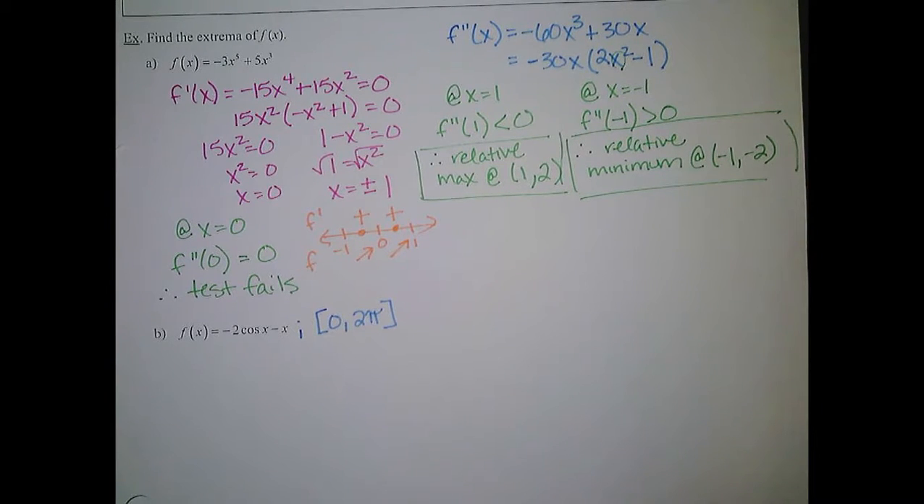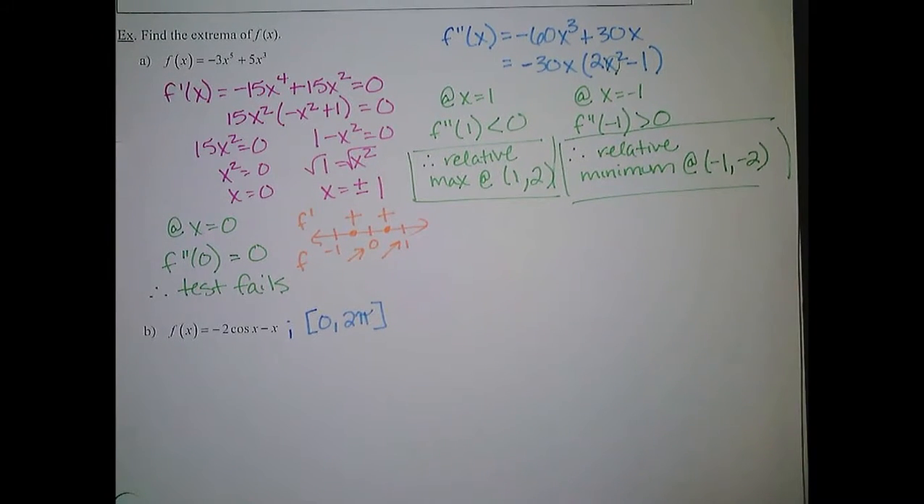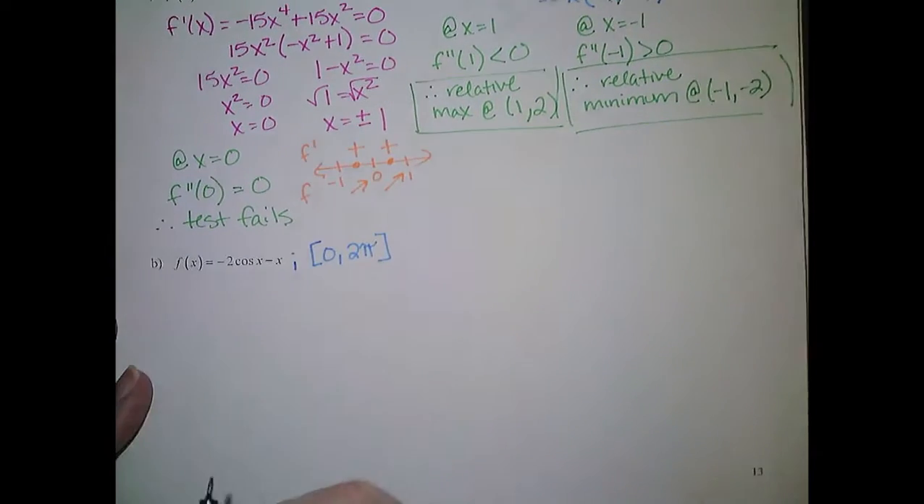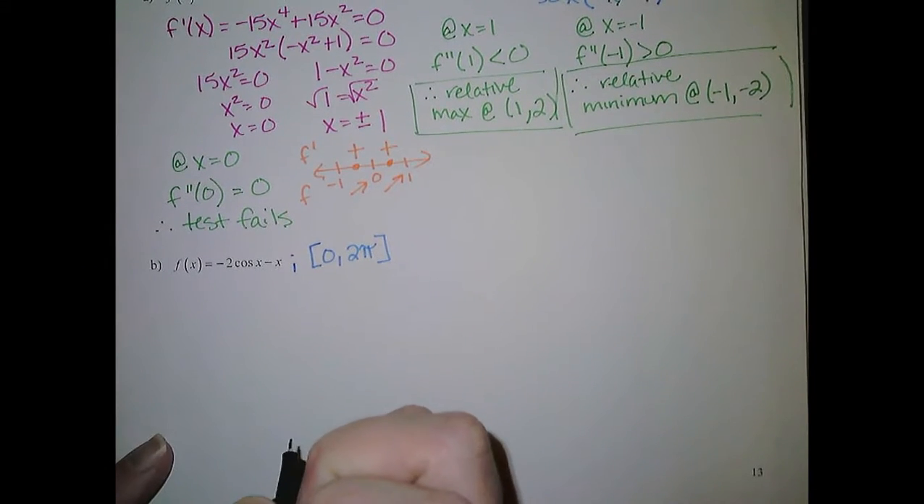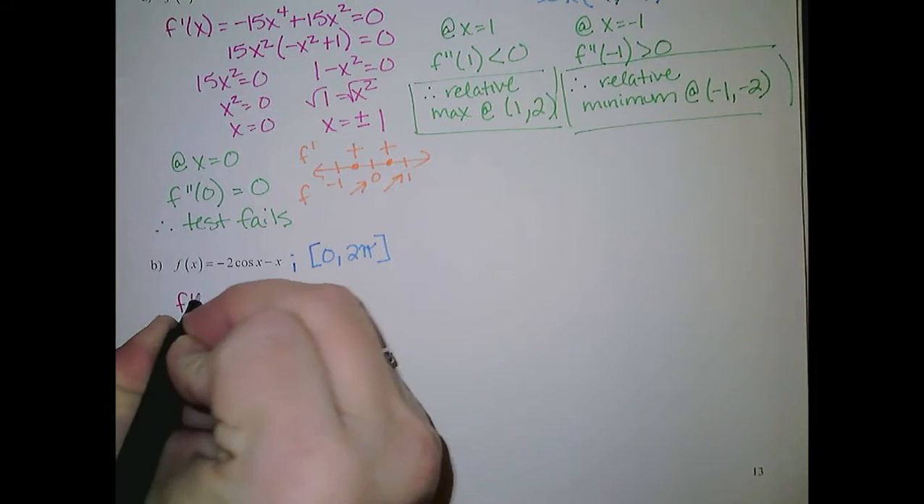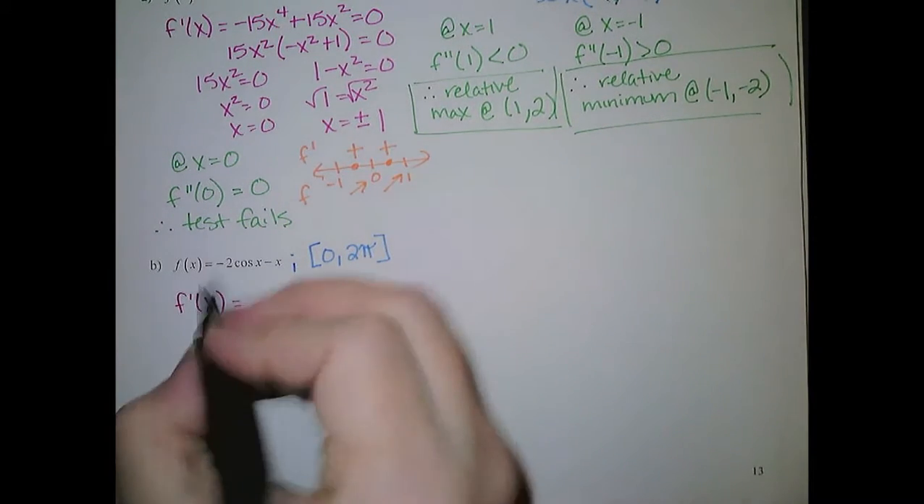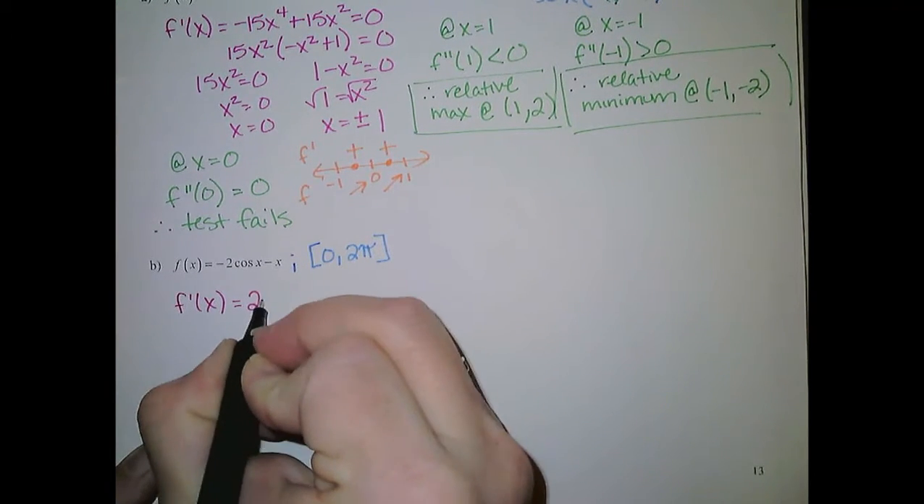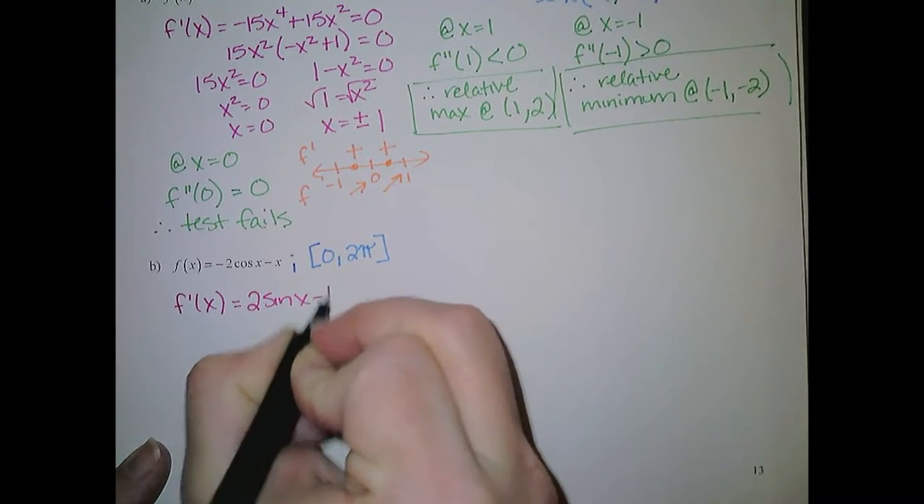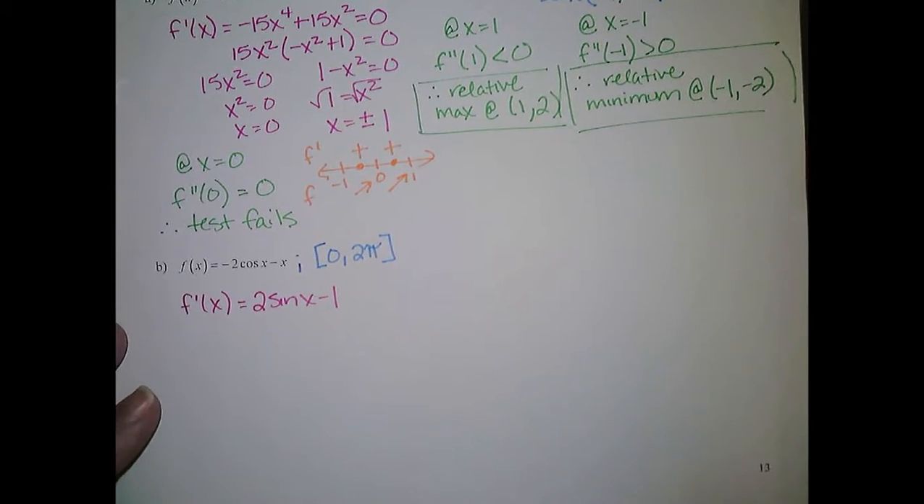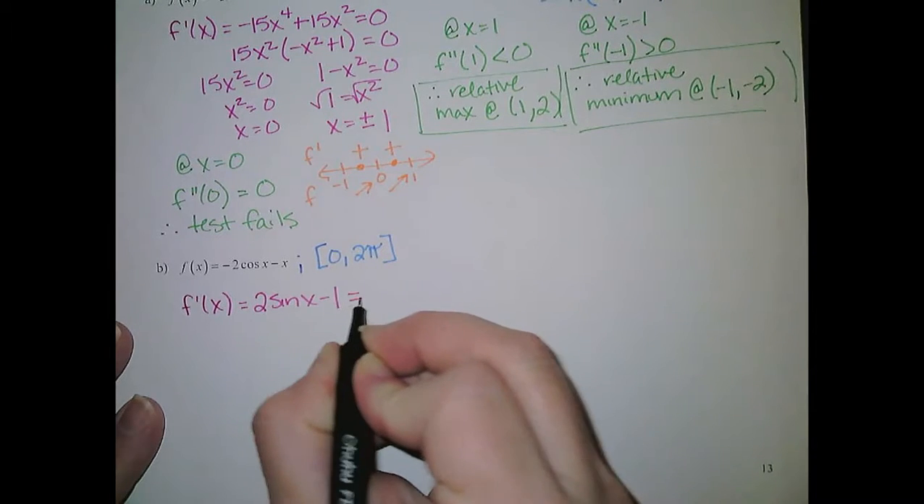All right, so to use the second derivative test to find the relative extrema of our next one, again, we're going to need to find the first and the second derivative. So if f of x is negative 2 times cosine x minus x, then the derivative will be positive 2 sine x minus 1. And we need to know where that derivative is equal to 0.